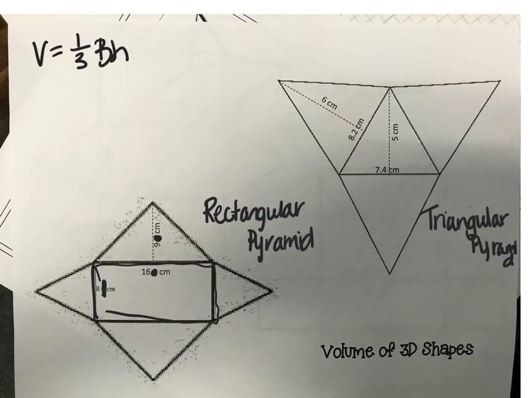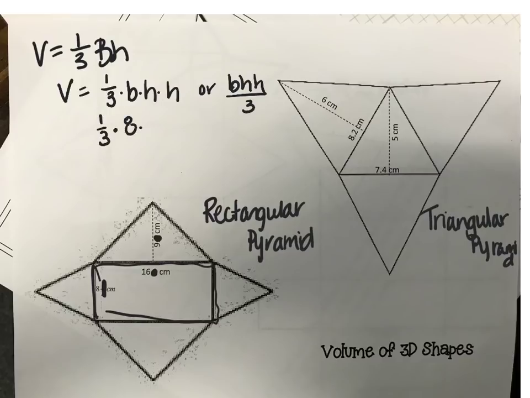Okay, so I'm going to say volume equals 1/3 times base times height. The other way I could write this is base times height divided by 3. The 1/3 and divided by 3 are the same operation. Does that make sense? Okay, so 1/3 of 8 times 16 times 9. Is there something easy we could take 1/3 of? 9. 1/3 of 9 is 3. So 8 times 16 times 3.